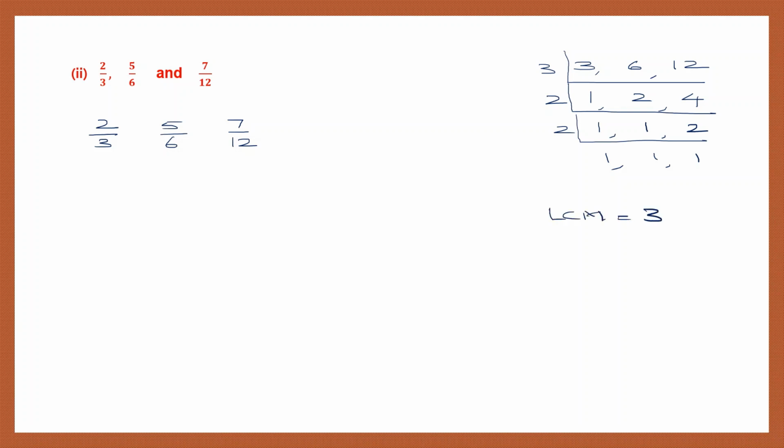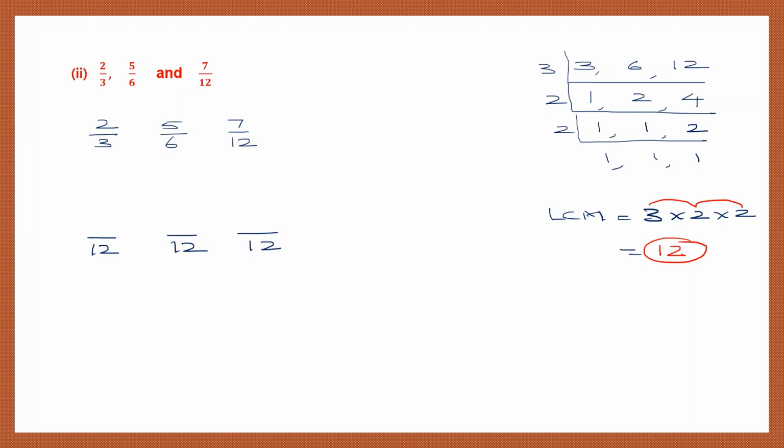LCM is 3 into 2 into 2. So let's find out what the LCM is by multiplying these. 3 2s are 6, 6 2s are 12. So the LCM is 12 and we're going to use this as the common denominator for all three fractions. So let's write that down first. So first fraction it's 12, second fraction it's 12 and the third fraction also denominator is 12.